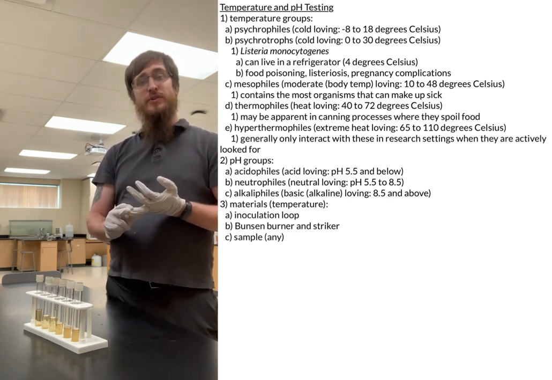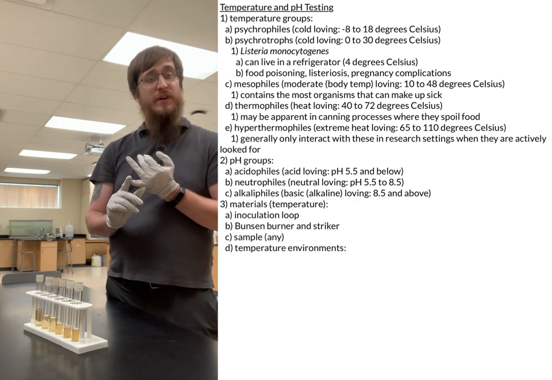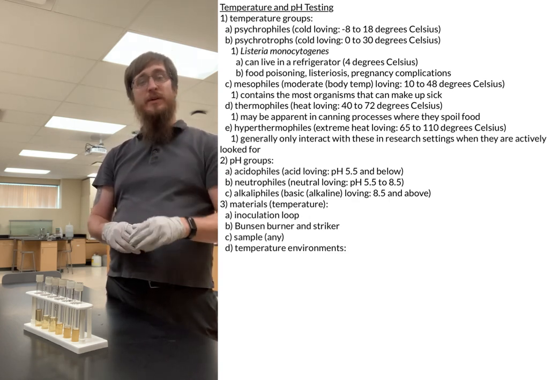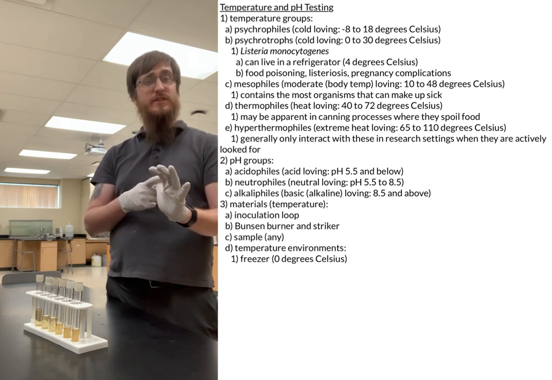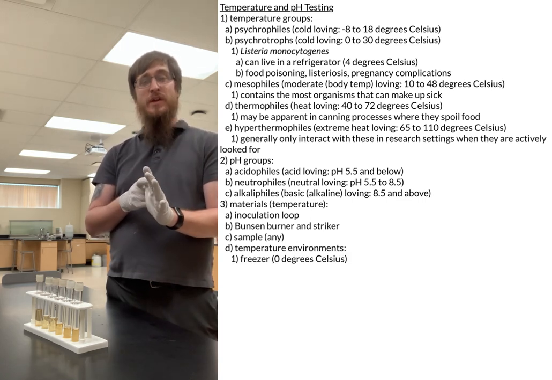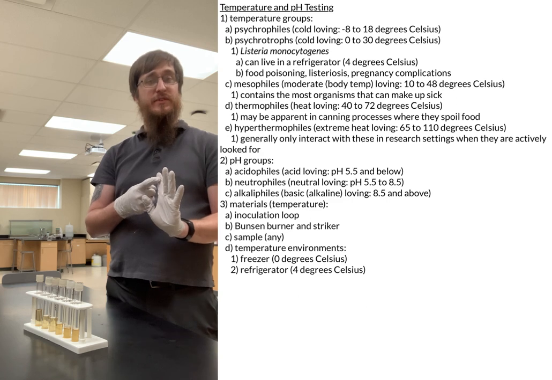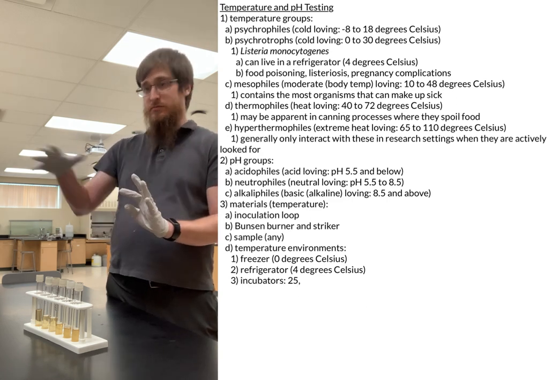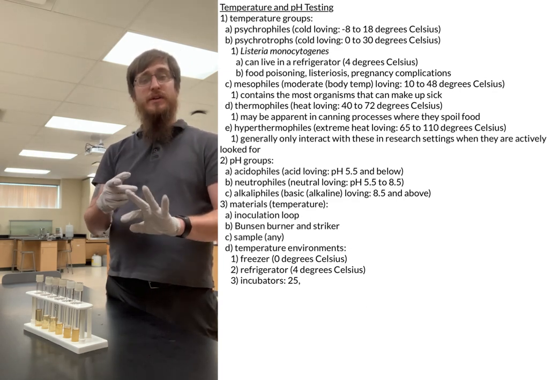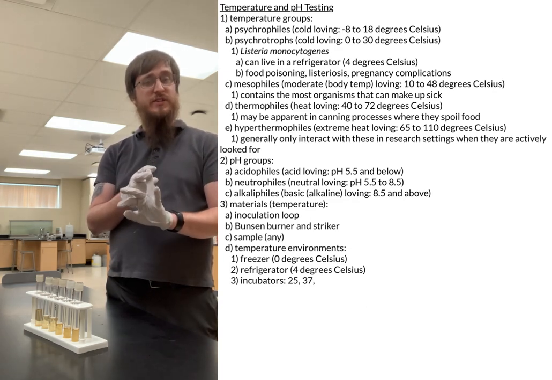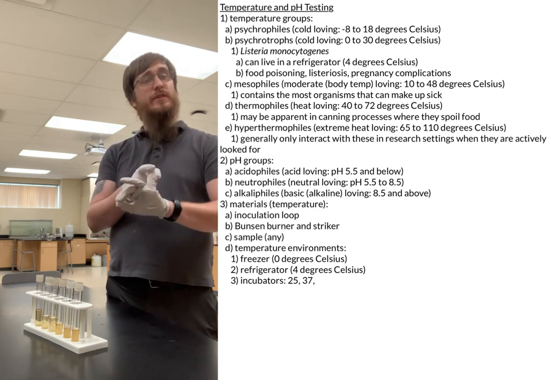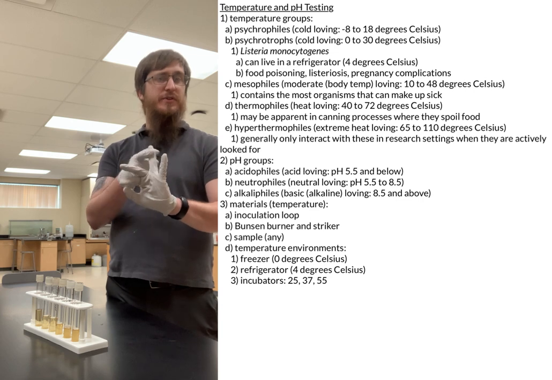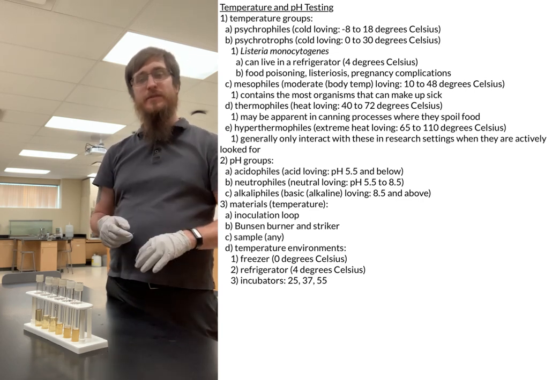And then you're going to need your different temperature environments. In this case, we tend to test 5 basic temperature environments. We normally do 0 degrees, which would be our freezer. We do 4 degrees, which would be inside of a refrigerator. We do 25 degrees, which is just room temp, somewhere out in the lab. We do 37 degrees, which is body temperature. And then we hit up 55 degrees as well with a 55 degree incubator. I should have mentioned the 37 degree would be a 37 degree incubator.